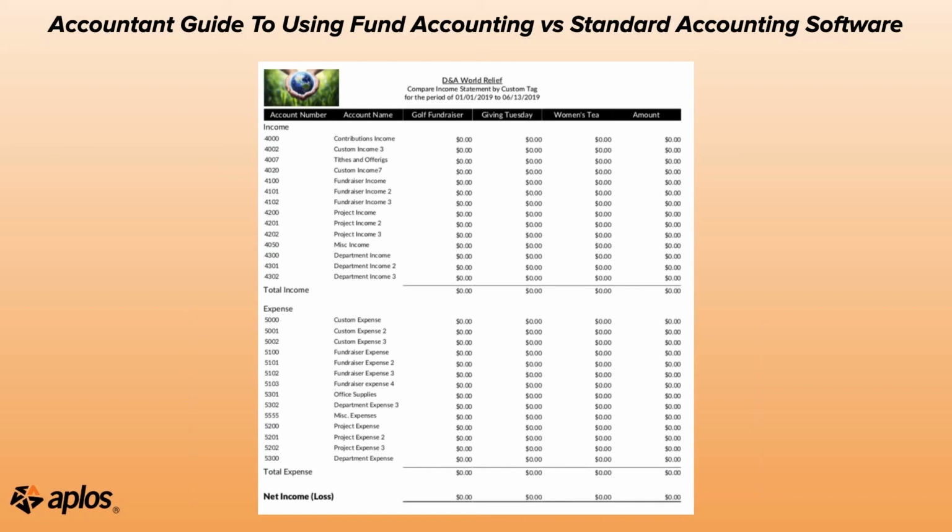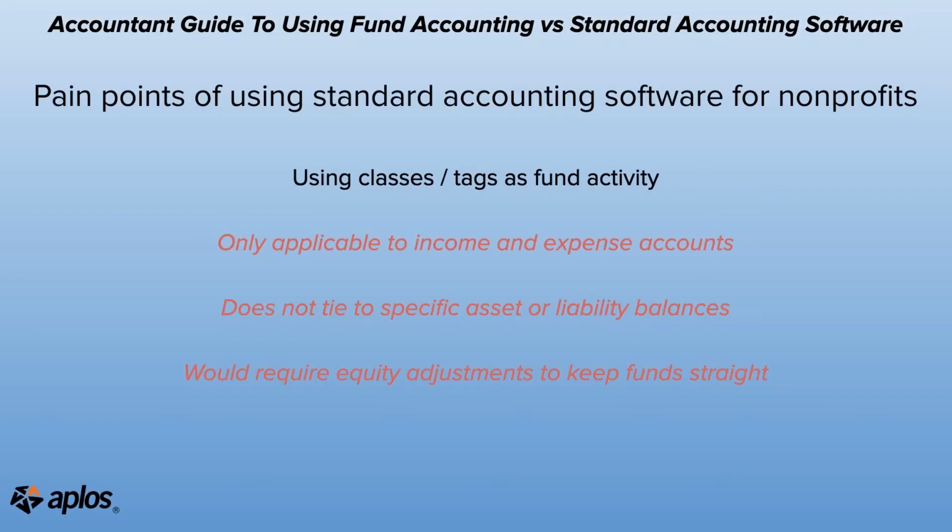So I have a class or something for golf fundraiser, my Giving Tuesday, and Women's Tea. Those might be things that I want unique balances for. Those columns could just as easily be general fund, grant fund, and outreach fund. And then I have my total on the right. So it looks very similar to the income statement I showed you earlier, which is split out by fund. Again, it's only halfway there. What this is giving you is an income statement or a profit and loss, and by result, a transaction list by class or tag for that thing.